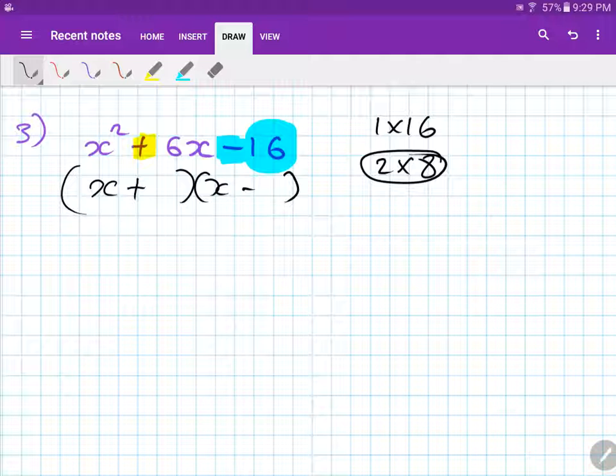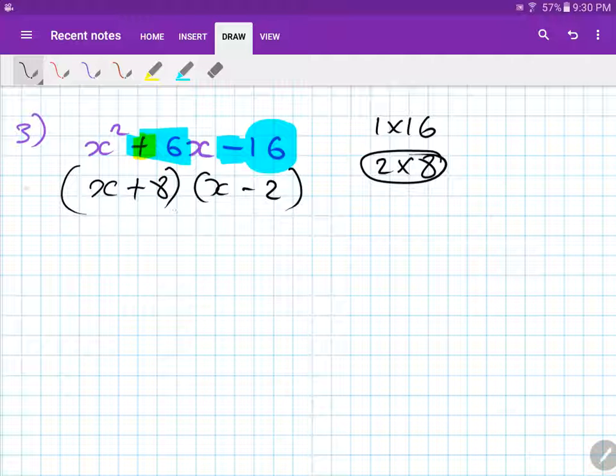So 8 and 2. Because it's positive 6, the bigger number must be positive, so it must be 8 and 2. You cannot write 2 and 8, because 2 minus 8 is minus 6, so that's wrong. Keep that in mind: if it is positive, the larger number goes on the positive side. If it's negative, the larger number goes on the negative side. That's the only difference. So this is 8 here, and this is 2.